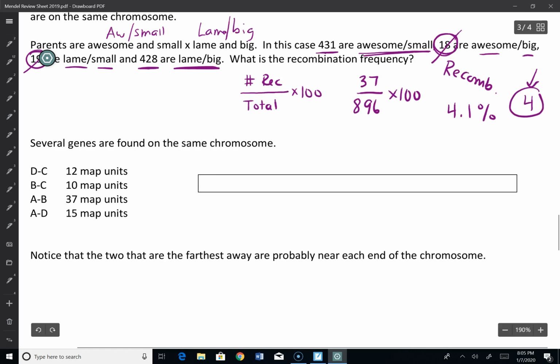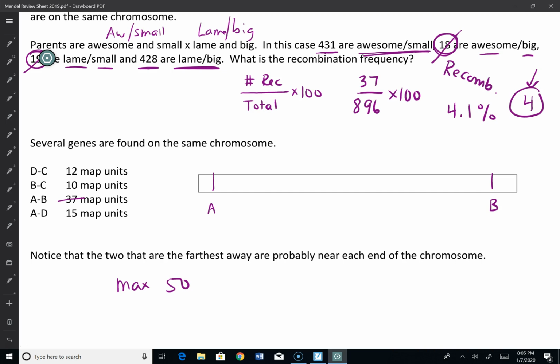Now if I look at A and B, they are very far apart from each other. According to this, they are 37 map units. Now the max is 50. So is 37 pretty far apart? It is. What is the likelihood of those being linked? Almost 0.